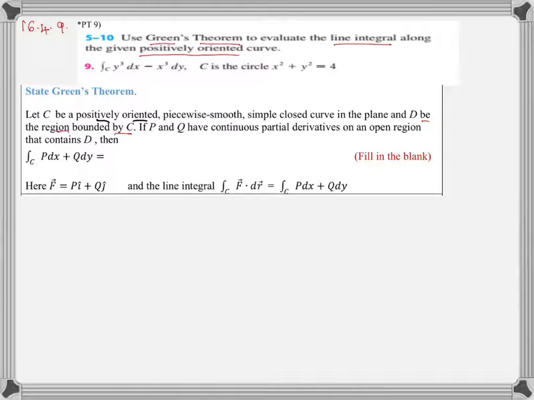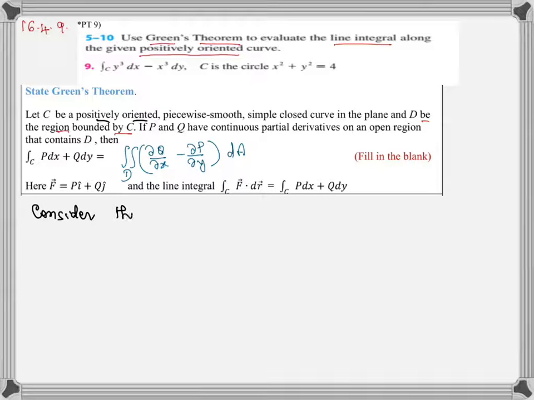if P and Q have continuous partial derivatives on an open region that contains D, then the integral over C of P dx plus Q dy equals the double integral over D of the partial derivative of Q with respect to x minus the partial derivative of P with respect to y dA. Where F is Pi plus Qj, and the line integral over C of F dot dr also means the integral over C of P dx plus Q dy.